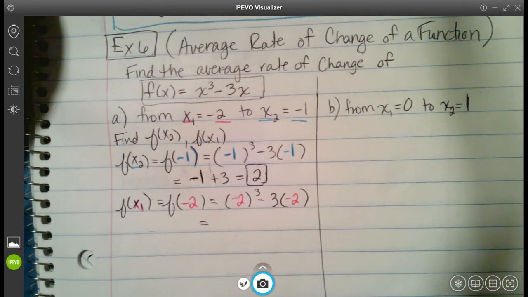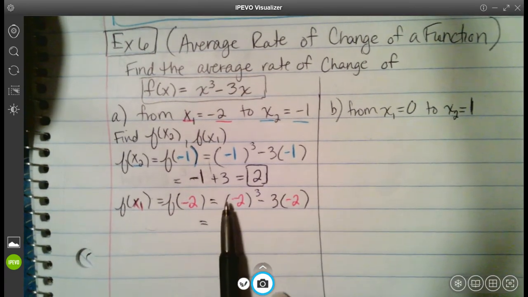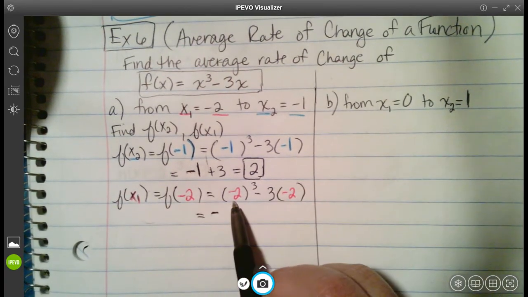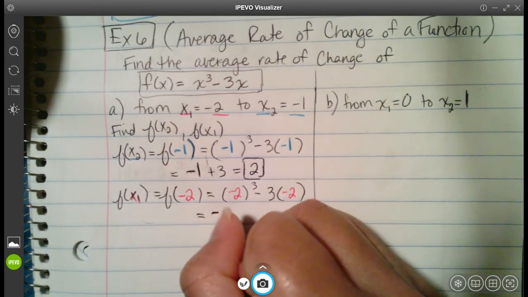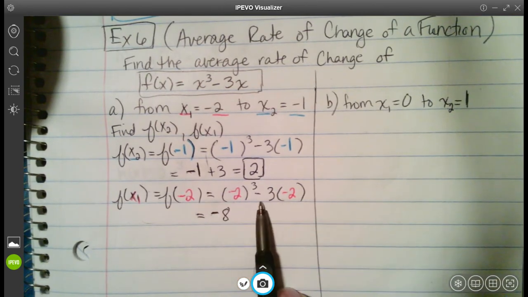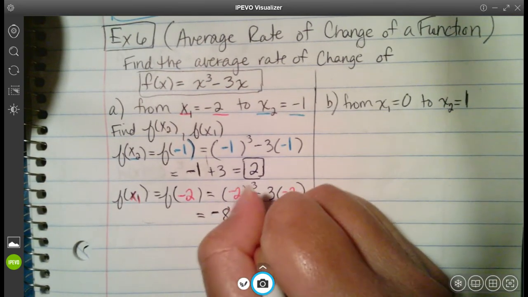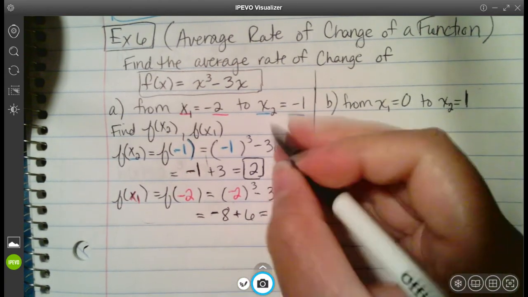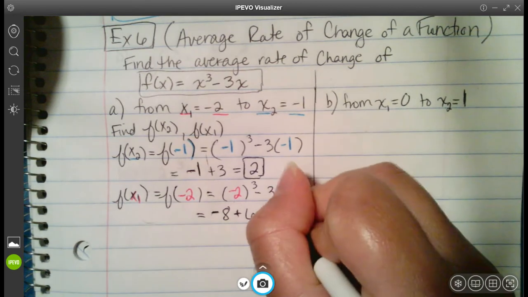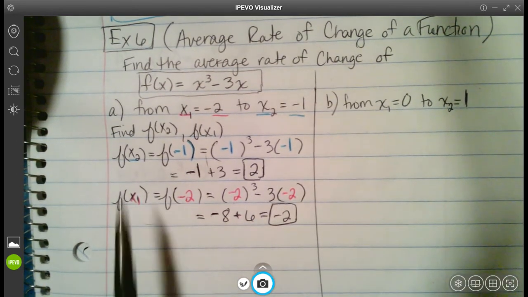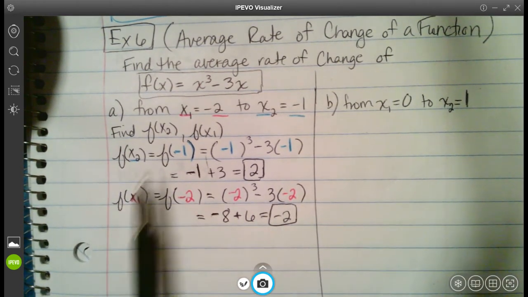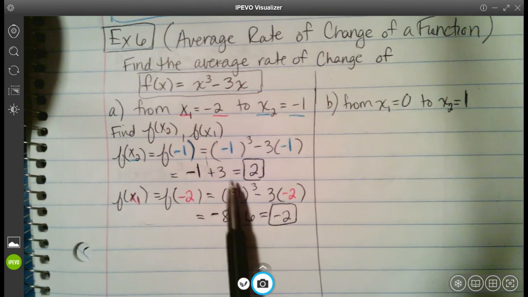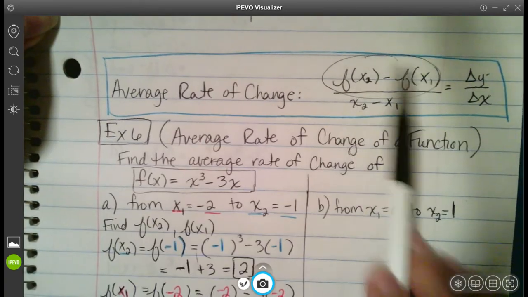Just like this part before, negative times a negative times a negative is a negative. So I just know 2 times 2 times 2 is going to give me 8. So negative 8. Negative times a negative, positive 6. Negative 8 plus 6 is negative 2. So I have f of x2, f of x1, I have x1, and I have x2. So I'm going to go ahead and plug all these 4 numbers now into this equation.